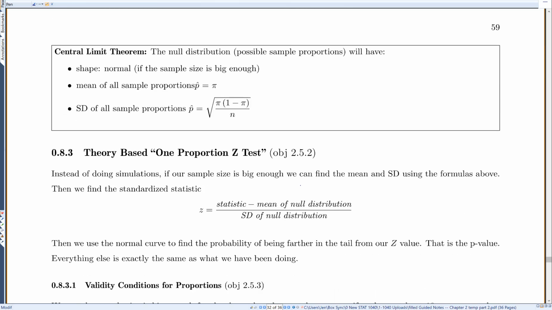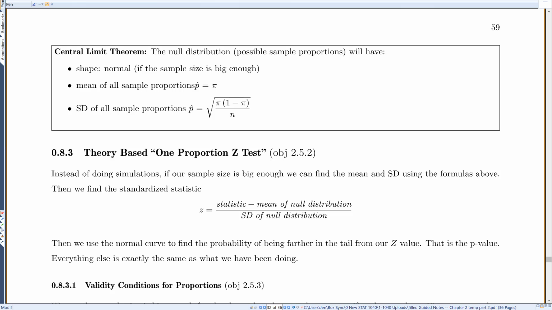So here's the central limit theorem again. It just says what we said, but I like to put it in this nice box so you can see it in your notes quickly. The null distribution of all those possible sample proportions will have a shape: it will be normal if the sample size is big enough. The mean will just be equal to pi. And the SD of all the sample proportions, P, will be the square root of pi times 1 minus pi over n.